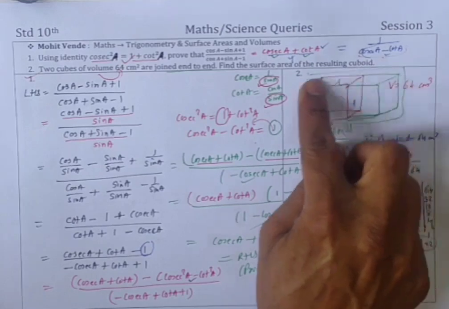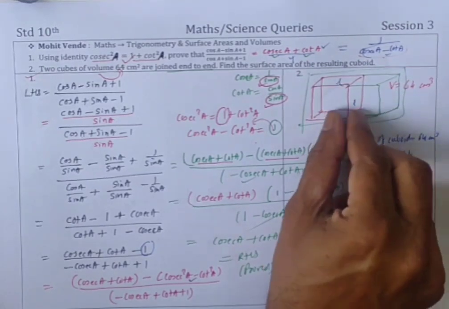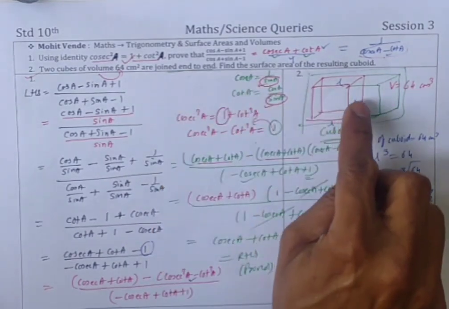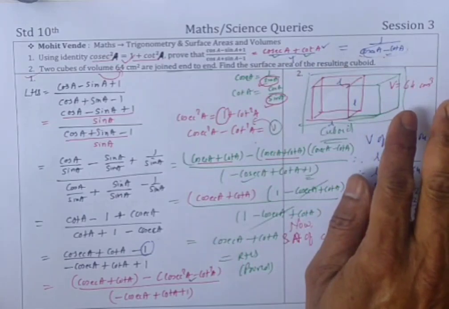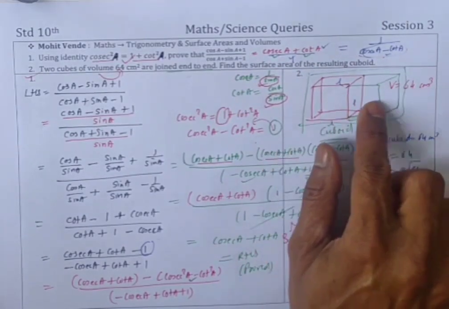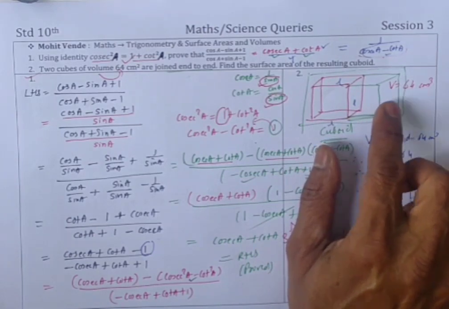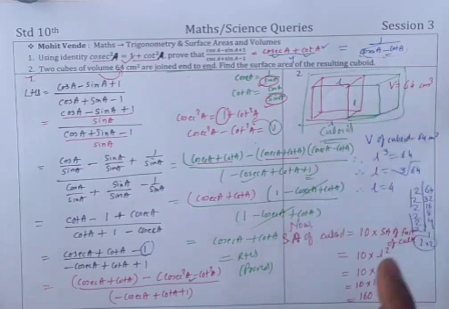What is the surface area of cuboid? Now this cuboid is formed by two cubes joined end to end. So it has lost one face from each. So surface area of cuboid is equal to surface area of 5 faces of first cube plus surface area of 5 faces of second cube. So 5 plus 5, 10 faces, and the surface area of each face is L square. I hope that is clear.